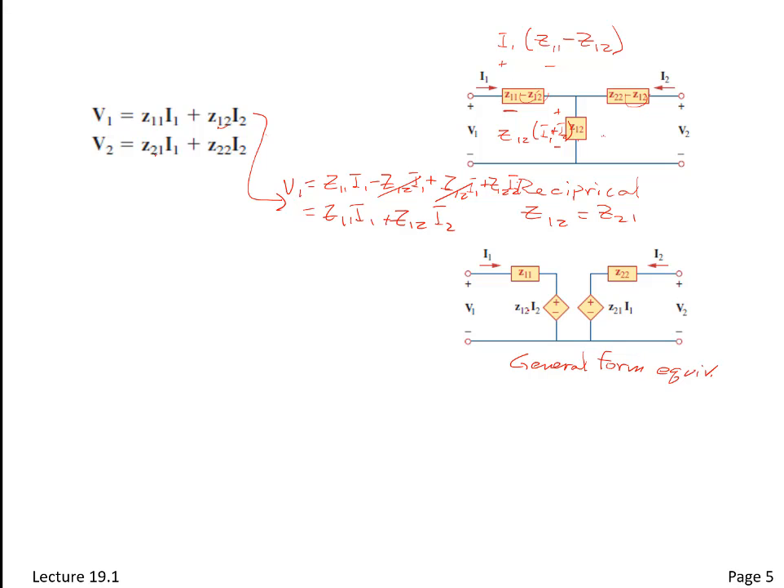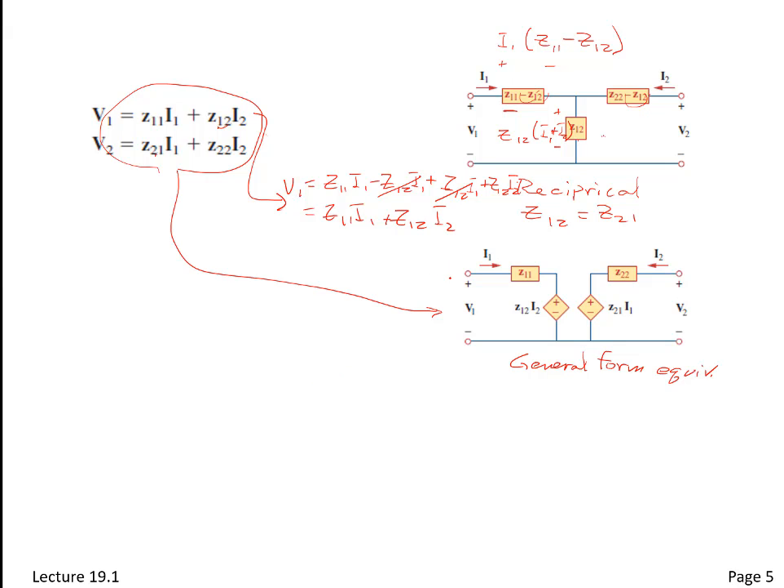Okay, and what does this mean? If these two are different... notice if Z12 and Z21 are the same, these two represent the same voltage and you can just add them. That's where we are back here, but this is the general form. So this is a direct representation of these equations in circuit form. These equations can always be represented by that.